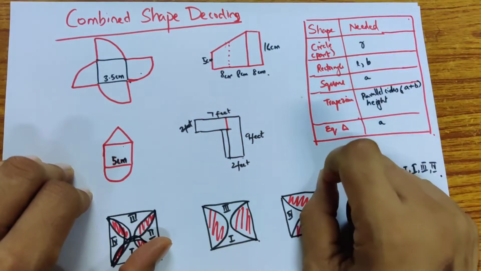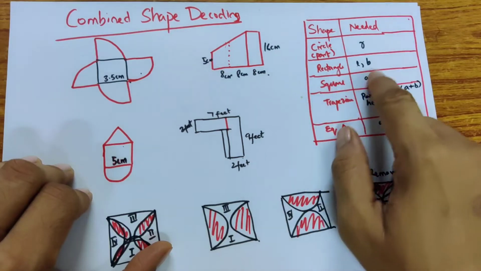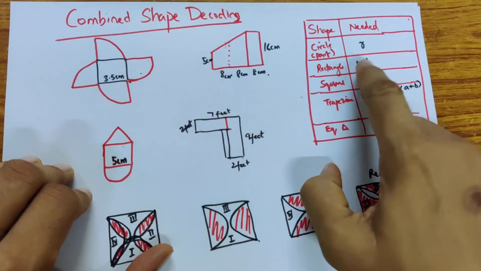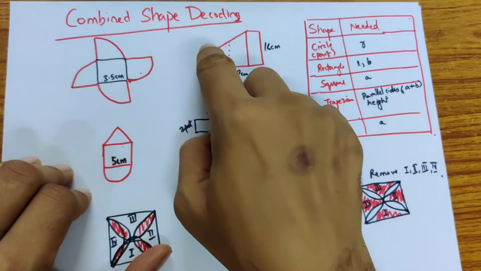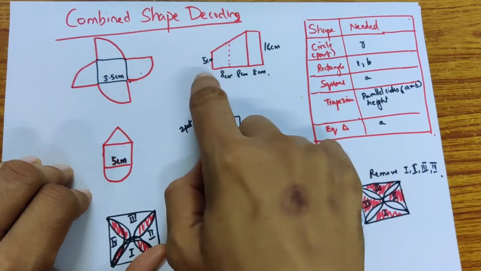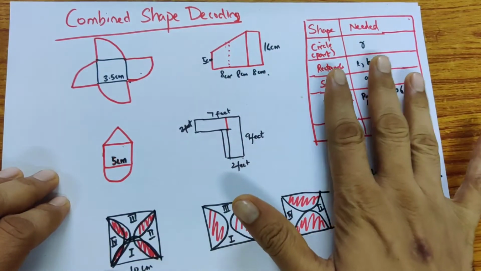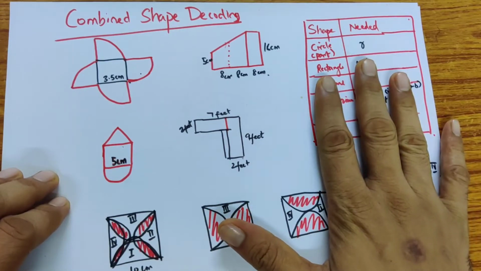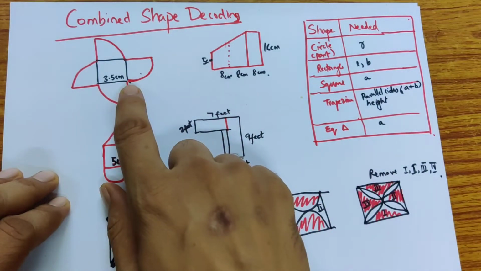In a circle, all I need is the radius. In an equilateral triangle, all I need is a side. In a square, I need a side. So these three just need one thing. For a rectangle, I need both length and breadth. And for a trapezium, I need three things: the parallel sides, and the height. So if I have an idea of this, and there are many more in the book that we can identify, then we can work on these combined shapes.